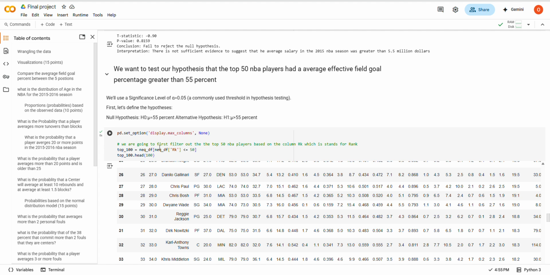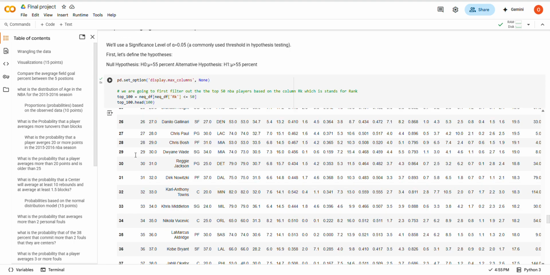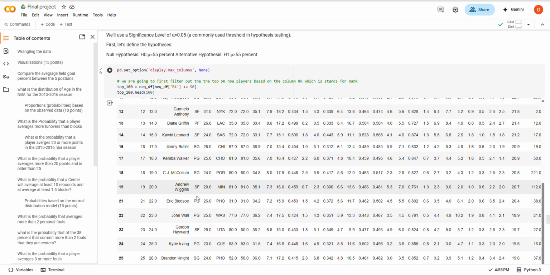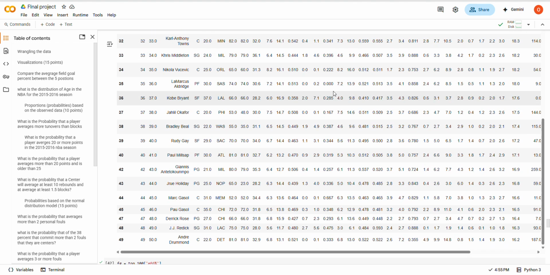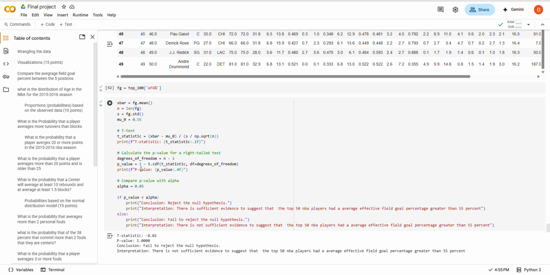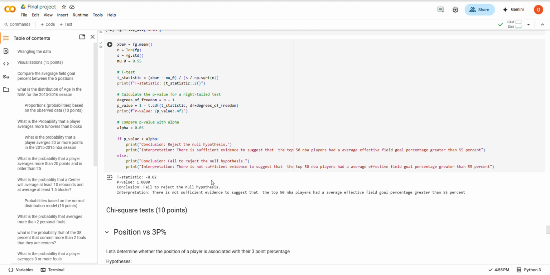we created a conditional statement where we only wanted those players that had a rank less than or equal to 50. And then we stored it in this variable right here. And then this is me just going through, seeing the top 50 NBA players of that year. And then once we had that, we ran this code right here. And then we failed to reject the null hypothesis.